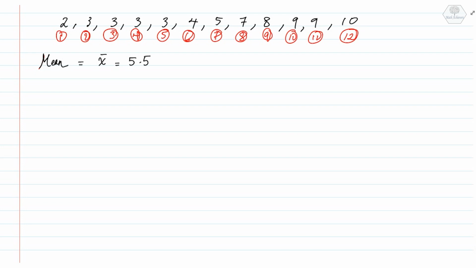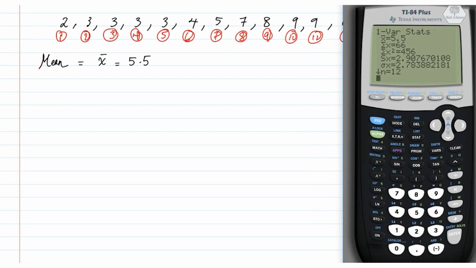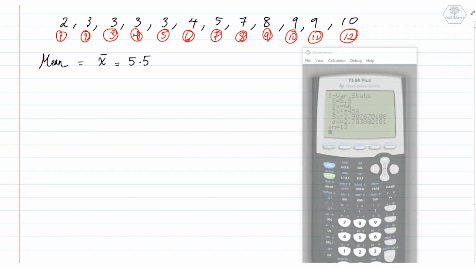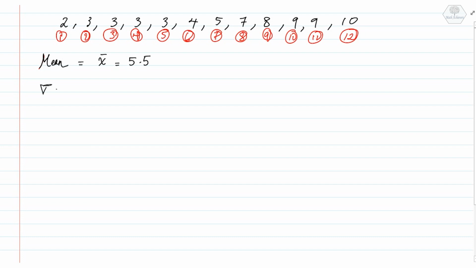What else do I know? I go down, I find sigma x. Sigma x, which is the standard deviation, is 2.78. So sigma, which is the standard deviation, is 2.78. If I want the variance, it is simply sigma squared, you square this value, 2.78, and you square it.